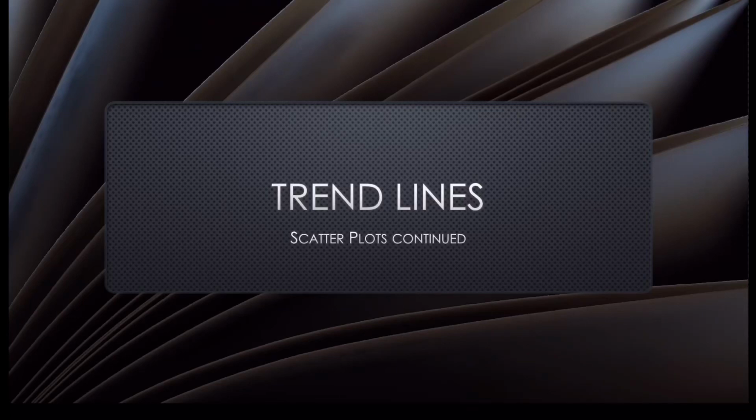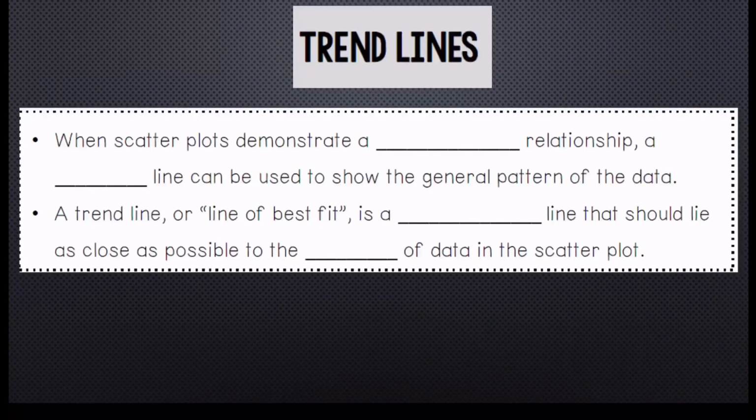Okay, now that we're on the topic of scatter plots, we're going to go into another component called trend lines. So what is a trend line? Well, it's when a scatter plot demonstrates a linear relationship.